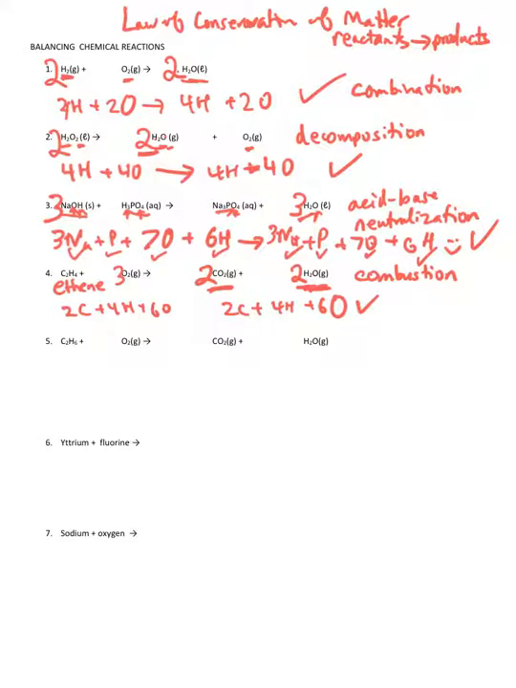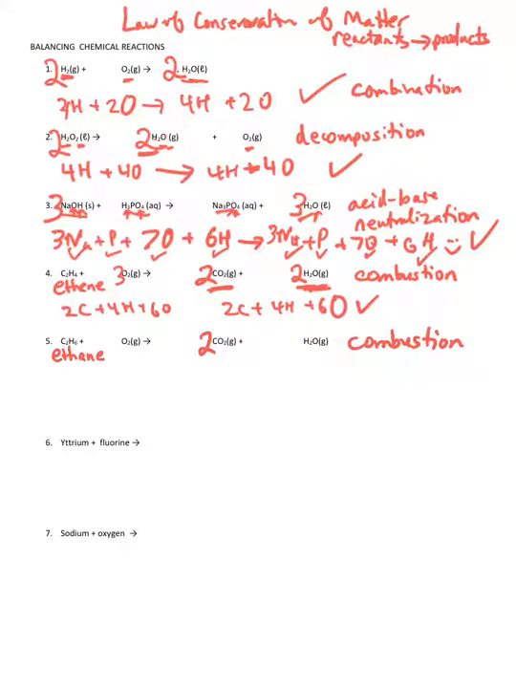Number 5, C2H6. This is a compound that's called ethane, plus oxygen, reacts to make carbon dioxide and water. Hopefully you recognize that this too is a combustion reaction. Let's see what we need to do to balance. 2 carbons in ethane, put a 2 in for the carbon dioxide. That way those atoms are balanced.